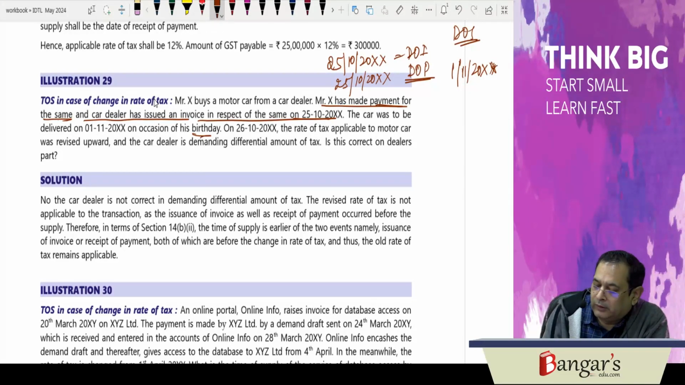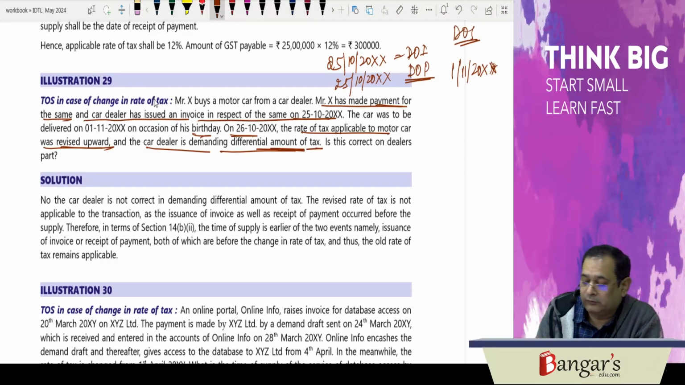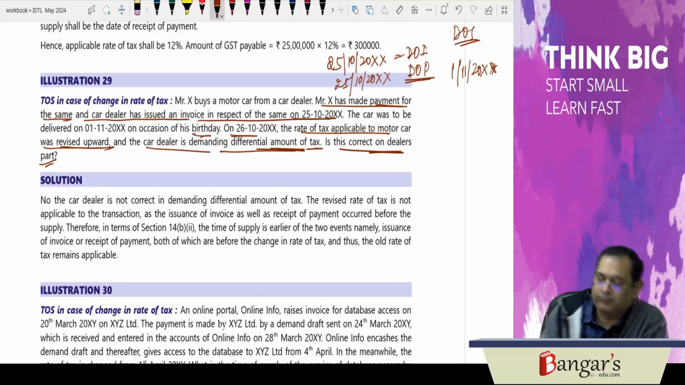On the occasion of birthday, on 26/10, the rate of motor car was revised upward and the car dealer is demanding the differential amount of tax. Rate of tax has been revised upward. Is this correct on the part of the dealer?